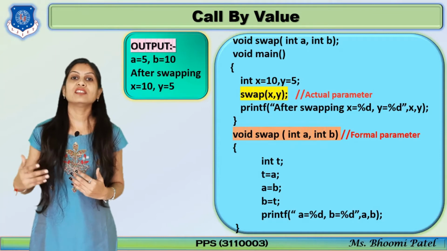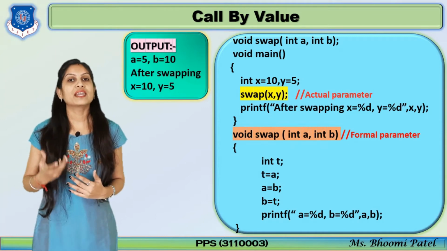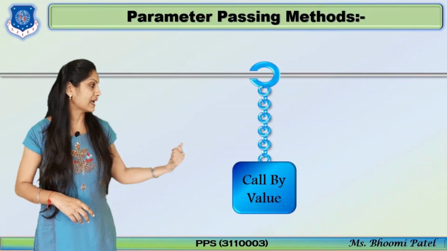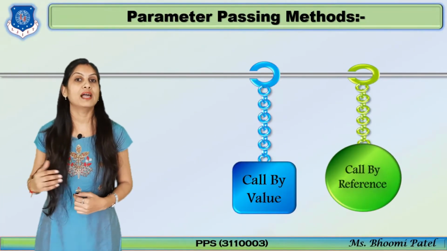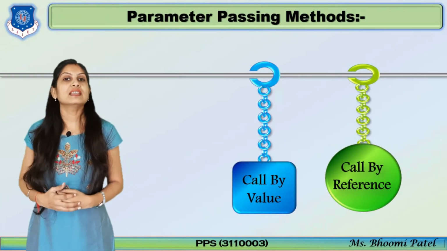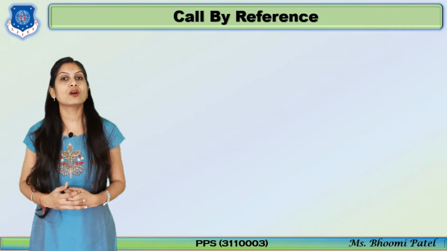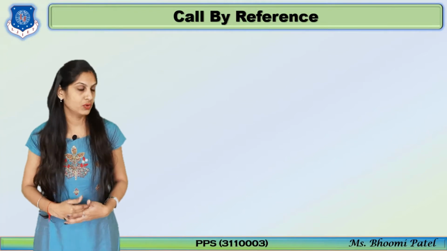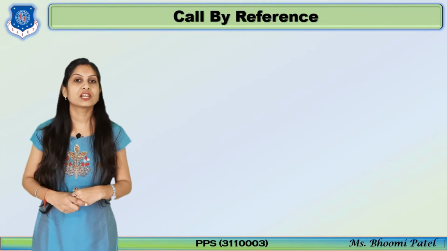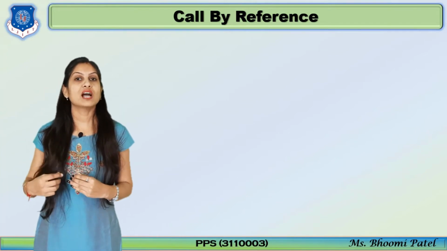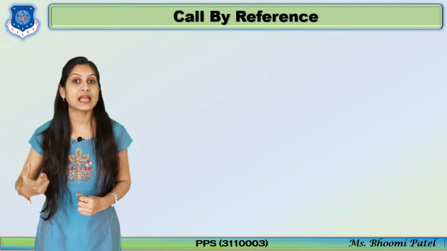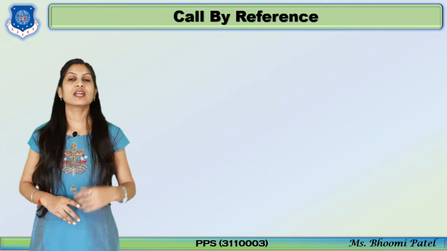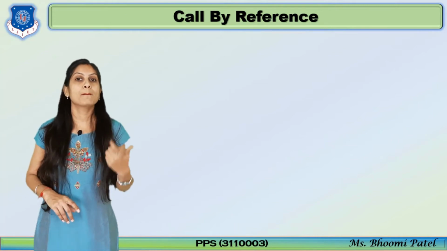Also, if we have to change the actual value, then our answer is correct, and for that we have to use the second method, that is called by reference. So using this method you can change the actual value and also the formal value. The same program is there for swapping, only now we have to use the concept of reference, and reference means the address. Also we can say call by address, call by pointer.